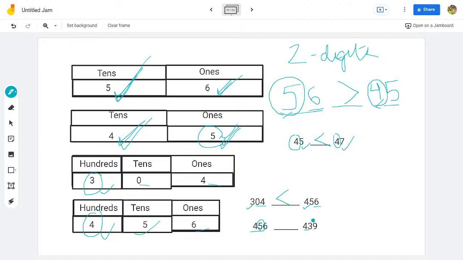हम लोग अब टेंस कॉलम को देखेंगे. So according to the tens column, here we have a 5 that is 50 and here we have a 3 that is 30, and we know 50 जो है वो 30 से बड़ा होता है, which means we would use the more than symbol over here. 456 would be greater than 439. This is how we compare two 3-digit numbers.